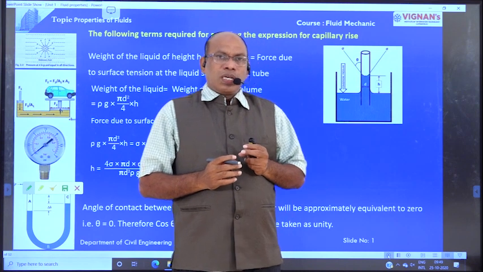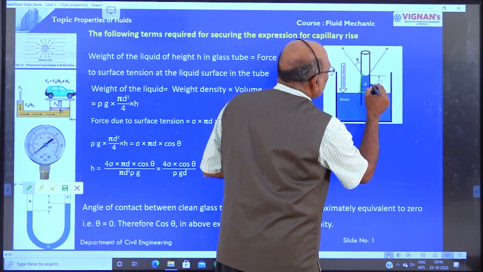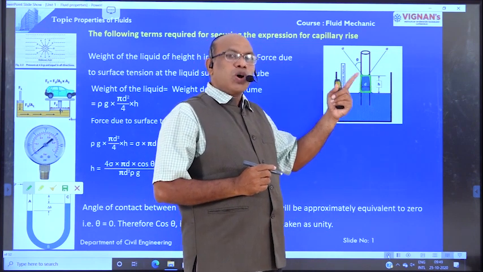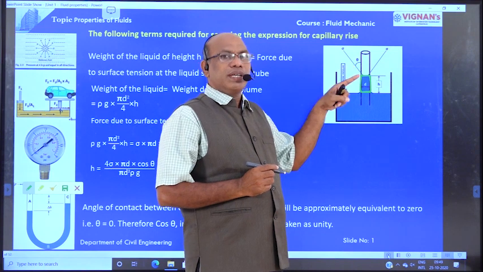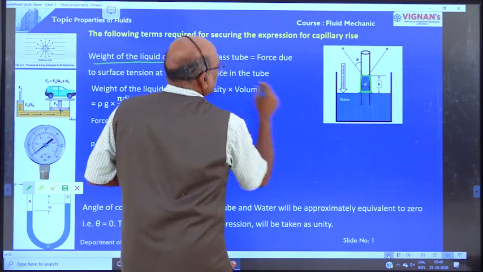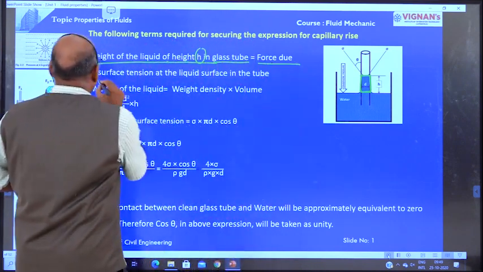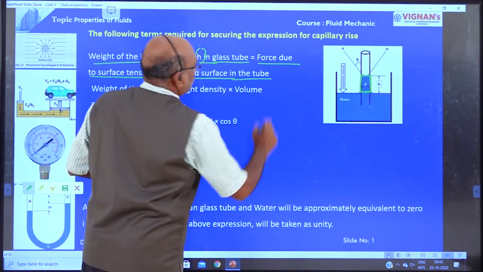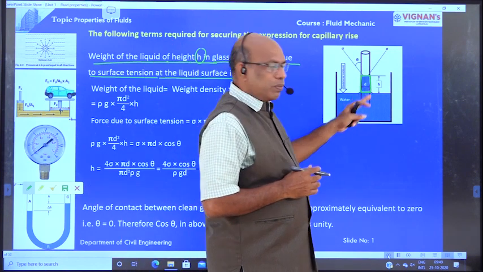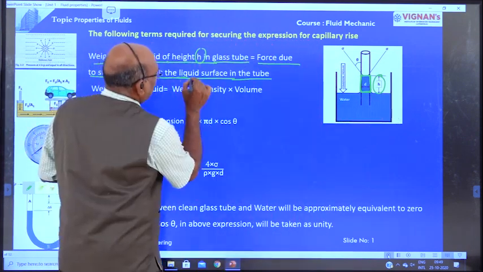Now in this case what is happening, the weight of the liquid in the glass tube is equal to the force due to surface tension of the liquid at the free surface, right? Weight of the liquid of height h in the glass tube equals the force due to surface tension at the liquid surface in the tube. For the determination of capillarity rise, the weight of liquid in the glass tube, that is the height h, must be equal to the force due to surface tension at the liquid surface in the tube.